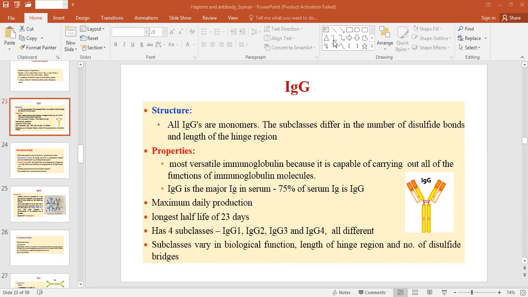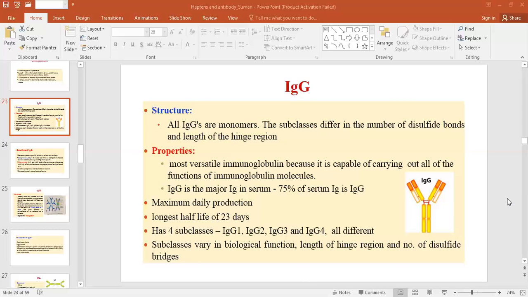IgG has four different subclasses: IgG 1, 2, 3, and 4, and all are different. The differences are in their biological functions, in the amino acid chain length of each region, as well as the number of disulfide bridge bonds.